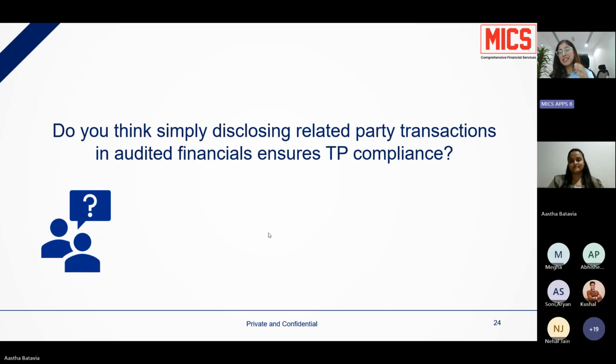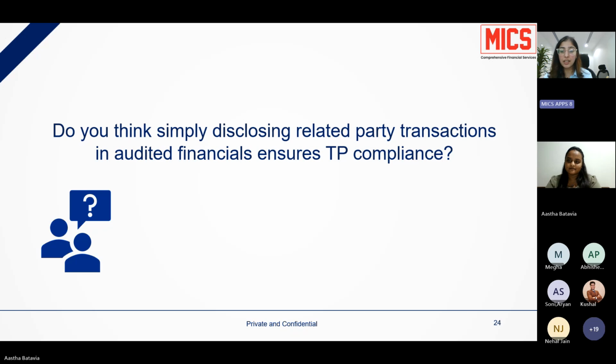Do you think simply disclosing the related party transactions in audited financial statements ensures TP compliance? I have discussed everything with my auditor. I have told my auditor everything, and he is going to disclose the transactions in the financial statements. So I am not at risk because my financial statements are correctly reflecting what transactions I have entered with my related party. Is that a requirement, that you only disclose your transactions in the financial statements?